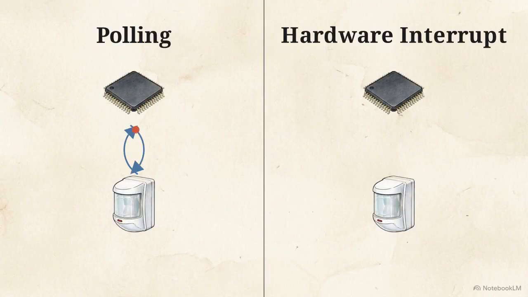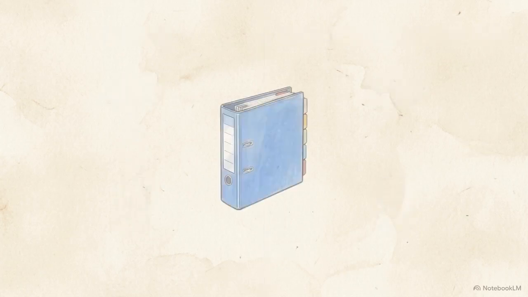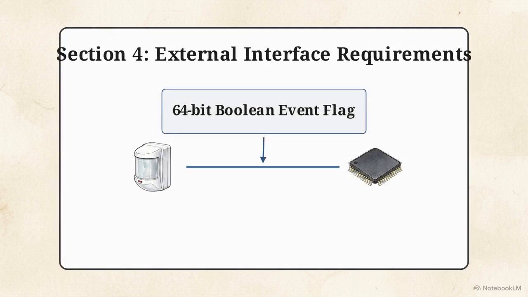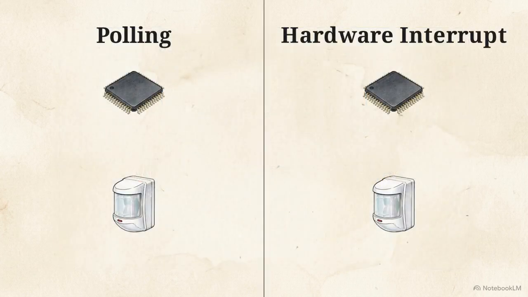On the left is polling, where the software runs in a continuous loop, repeatedly asking the hardware if anything has changed. On the right is a hardware interrupt, where the sensor itself pushes a signal directly to the software the instant an event occurs. Section 4 of our SRS must specify the exact mechanism. For Safe Home, we translate a basic hardware requirement into a precise specification. The system will utilize a 64-bit Boolean event flag to handle the hardware interrupt.